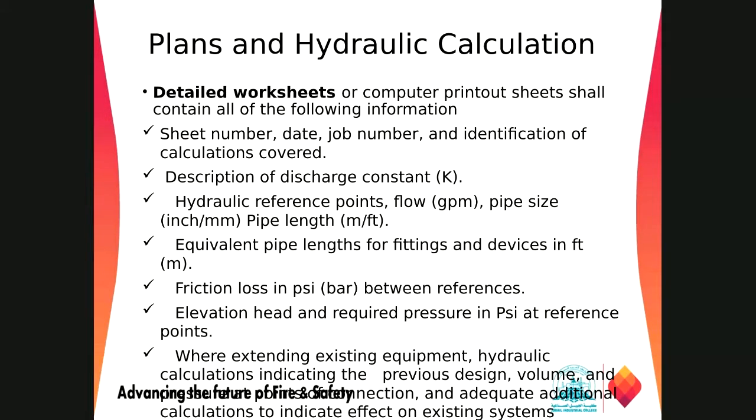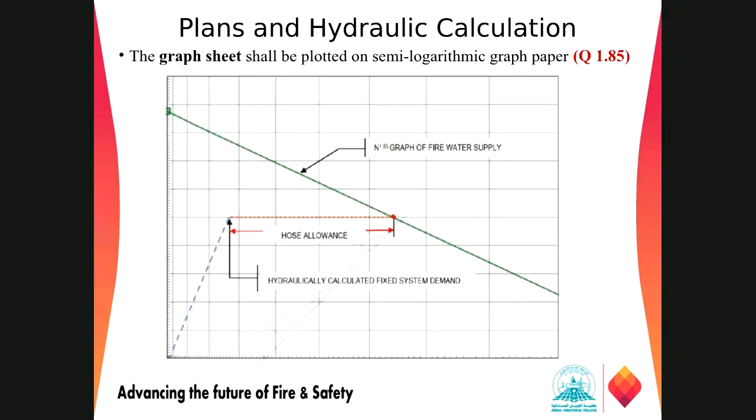And then we have the plan and hydraulic calculation in the detail worksheet, right? It should be printed out from the computer software, right? And all those details we have to fit in: the K factors, the demand required in GPM at the point, the pipe length for the fitting and device in equivalent length, the friction loss, the PSI loss, right? All those things should be done with those software when you perform the calculation.